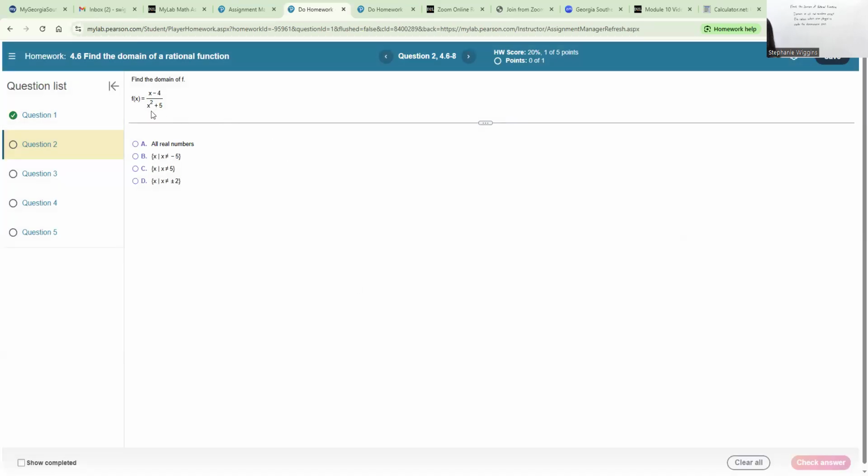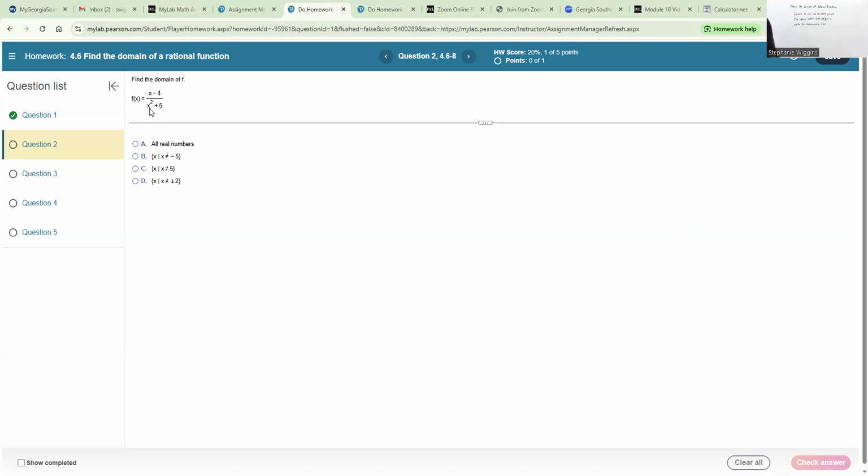We're saying all x such that x is not equal to 10. Here, notice that the denominator can't equal 0 because x squared is either 0 or positive, and then we're adding 5 to that. So that's going to make it even more positive. So it's all real numbers.